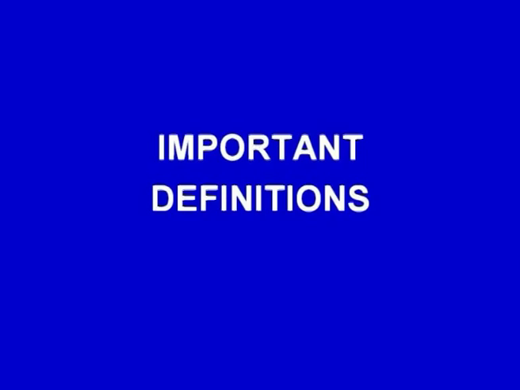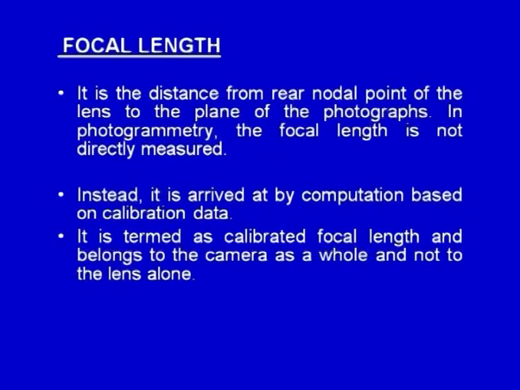Now, let us move to define some of the important definitions. First is focal length. It is the distance of the rear nodal point of the lens to the plane of the photograph. In photogrammetry, the focal length is not directly measured. Instead, it is arrived at by computations based on calibration data. Thus, it is termed as calibrated focal length and belongs to the camera as a whole and not to the lens alone.